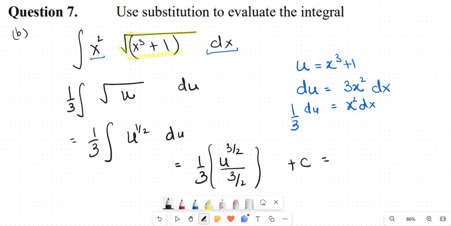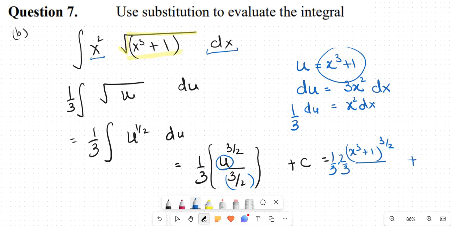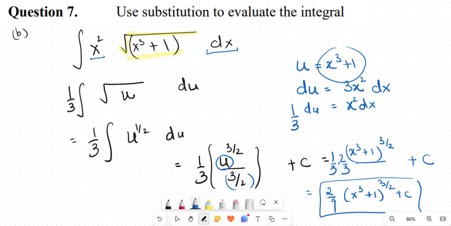plus c. We always need to put u back. What was u again? x cubed plus 1. So x cubed plus 1 to the power 3 by 2. This was 1/3 here, but this 2/3 is going to flip and come next to it, plus c. So we have 2 by 9, x cubed plus 1 to the power 3 by 2, plus c. That is your answer.